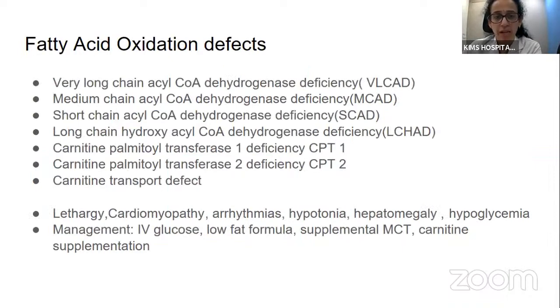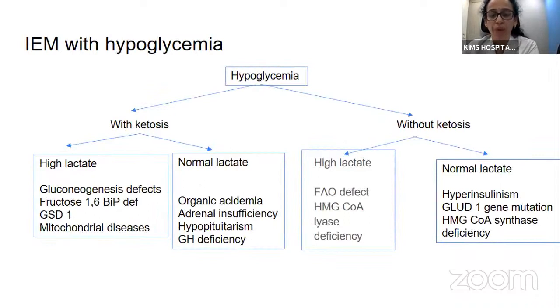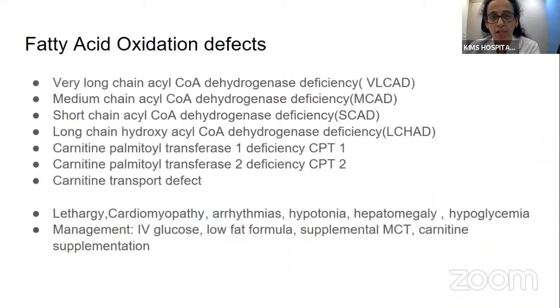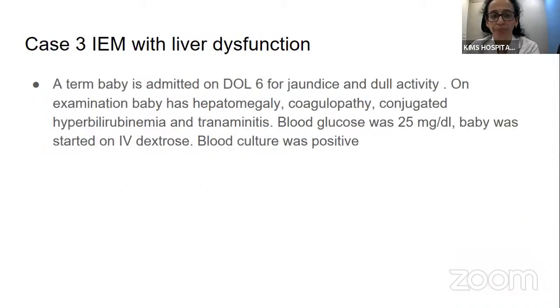We have covered the different fatty acid oxidation defects. In this, the presenting features will be lethargy, cardiomyopathy, arrhythmias, hypotonia, hepatomegaly, as well as hypoglycemia with no ketosis, as we have seen in the previous slide, and high lactate. No ketosis with high lactate and hypoglycemia, along with lethargy, arrhythmias, and cardiomyopathy points towards fatty acid oxidation defects. The management would be first giving IV glucose to maintain the glucose infusion rate, as well as supplementing later with low fat formula and medium chain triglycerides and carnitine supplementation on follow-up.